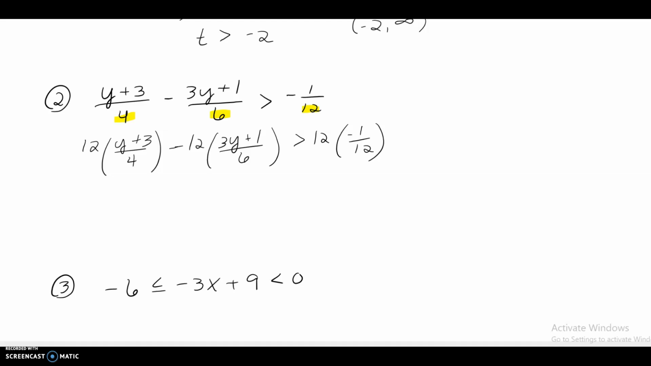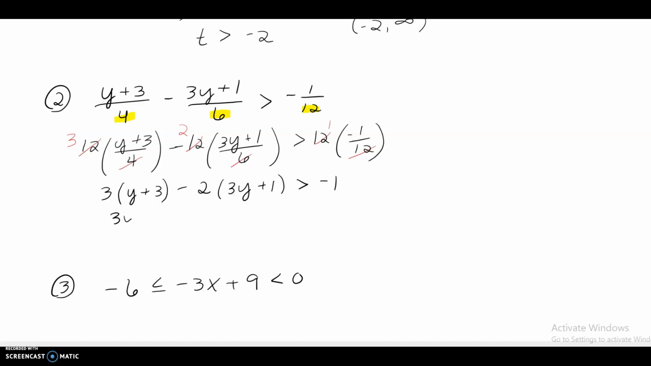Okay, and then I can do some simplifying. 4 goes into 12 3 times, 6 goes into 12 twice, 12 goes into 12 once. Okay, and then I'm going to have a 3 that I will need to distribute to this y plus 3, and then a 2 that will distribute to the 3y plus 1, also would need to distribute the subtraction, and then negative 1. Okay, so let's do some distributing here.